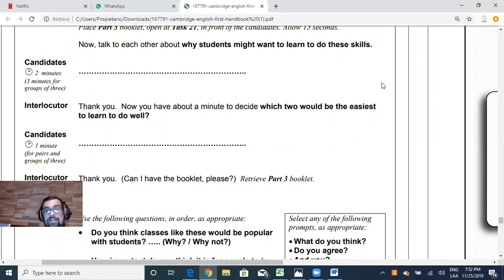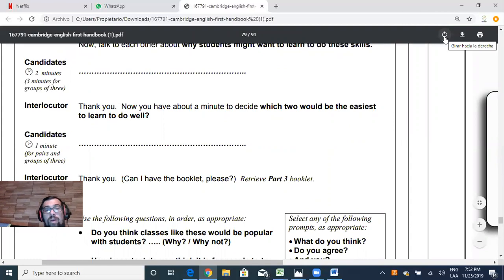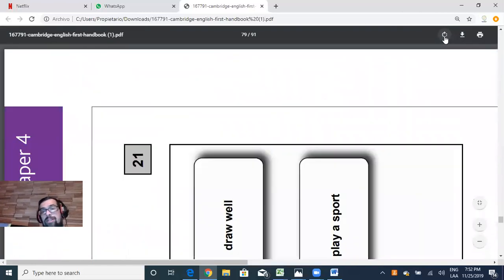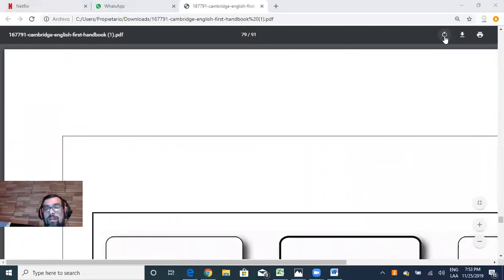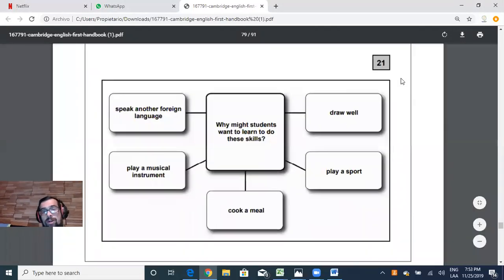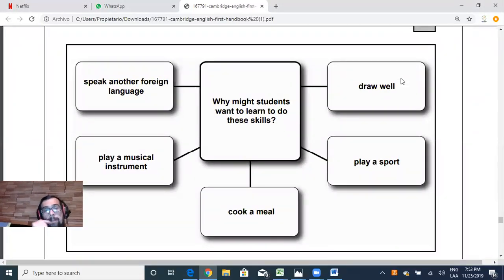Okay. So how much time? One minute. But remember, it's two people. So you need to decide with your partner the two that are less difficult to learn. Okay, so let's start.